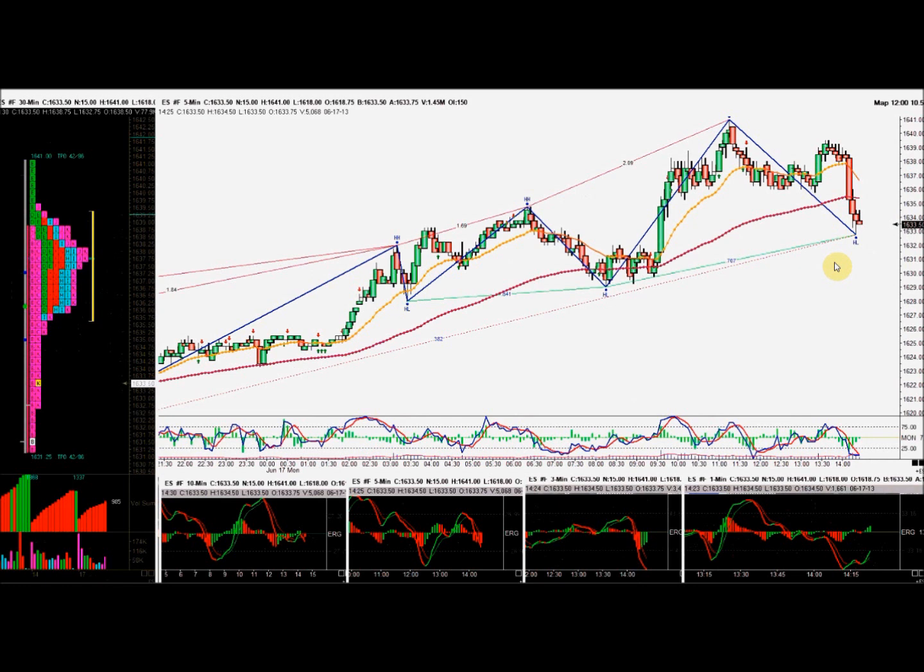We're currently at 1633.50. Our 20 EMA is coming down. I was going to say earlier, and I forgot to mention it, this 20-minute EMA, let's look for it to cross the 90-minute. If it crosses that 90-minute, we could expect it to continue to go down.